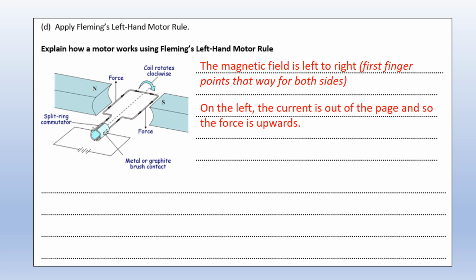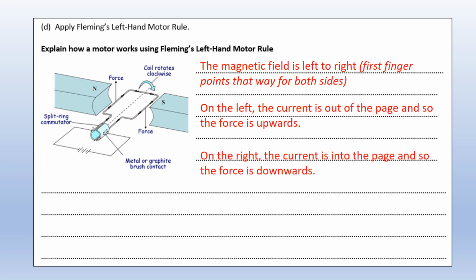If we look at the left-hand side of the motor, the side closest to the North Pole, the current is coming towards us, kind of out of the screen. So my middle finger is now pointing towards me. My first finger is pointing from left to right, which means your thumb is pointing upwards, which means that side is going to experience a force upwards.